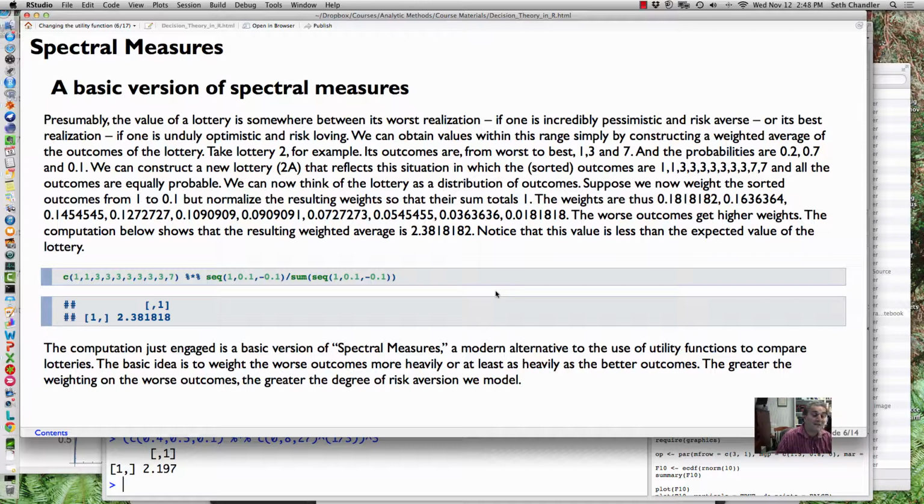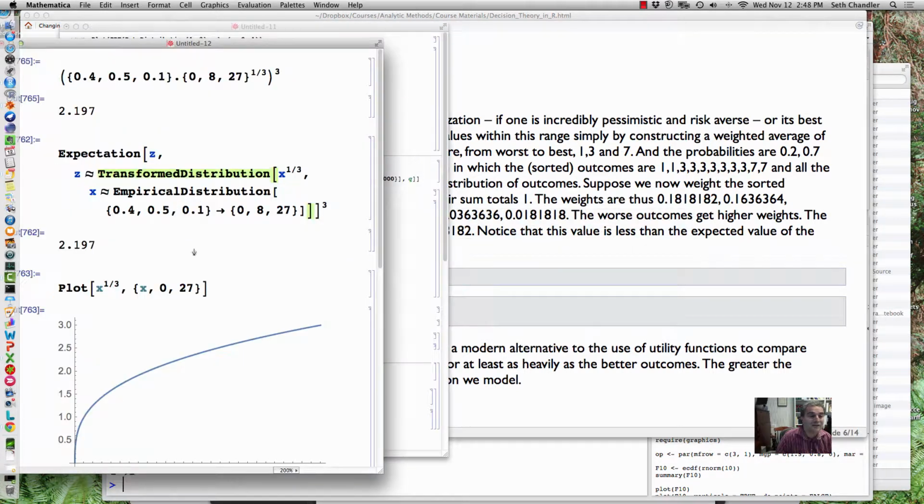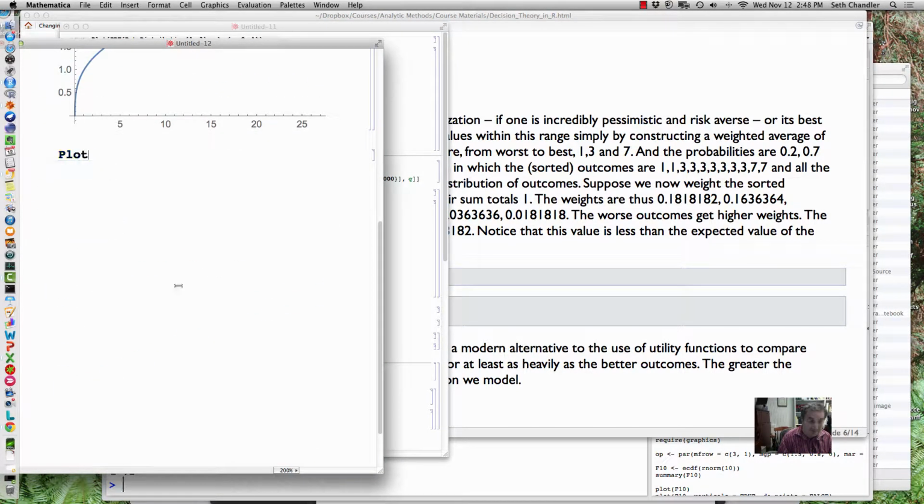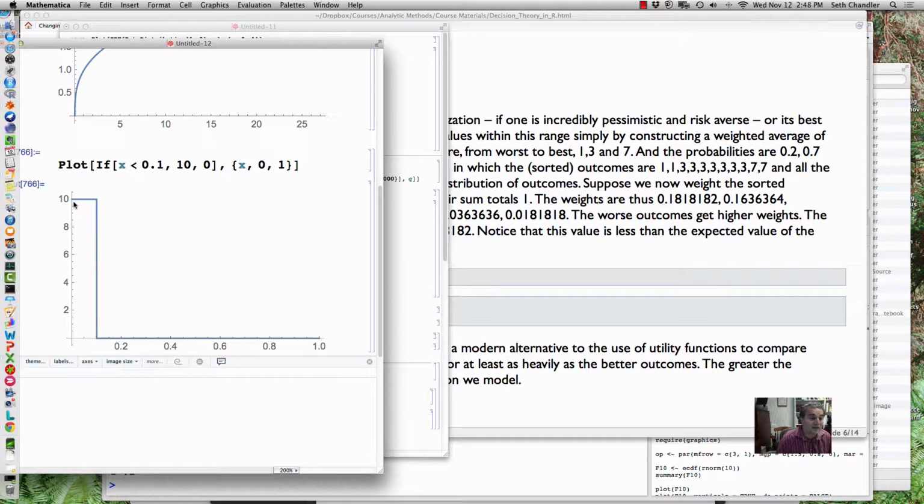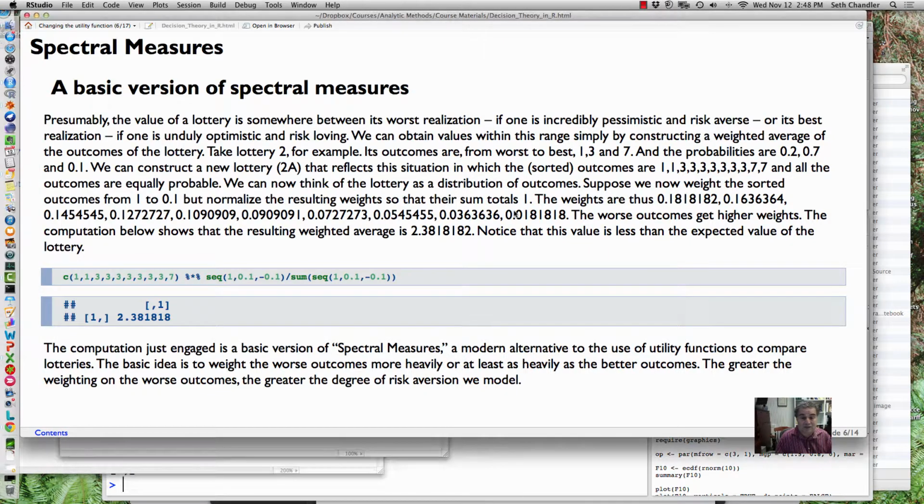Okay. And expected shortfall is a spectral measure. It's one in which I can show you the weighting function. The weighting function looks like this. Plot: if x is less than 0.1, let's say, then it is 10, and otherwise it's 0, and let x go from 0 to 1. That's the weighting function. And remember that the area under the weighting curve for a continuous function has to be 1, otherwise the weights don't add up right. So that's what it looks like, where you're really having a heavy emphasis on the bad side.